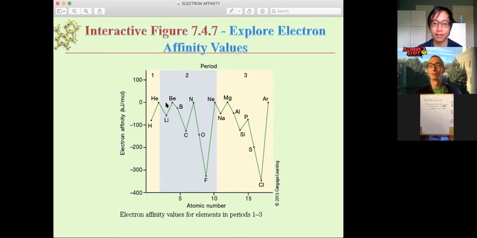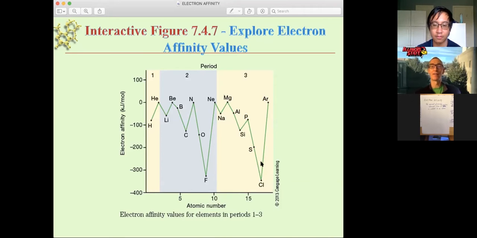So basically, the lower on the graph, the higher the atom's electron affinity is. And the higher up an element is on the graph, the less electron affinity that atom has. Right. And so there are a couple of things that we can do to rationalize that a little bit if we want to.